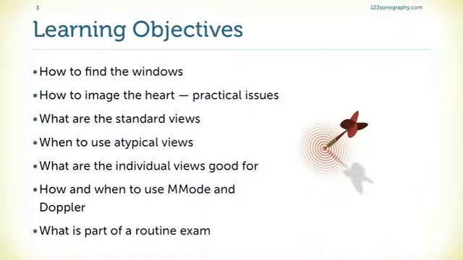So the learning objectives of this chapter are how to find the windows, how to image the heart and especially focus on practical issues: what the standard views are, and also that there are atypical views that are very helpful in many clinical situations, what the individual views are good for, how and when to use M-mode and Doppler, and what is part of a routine exam.